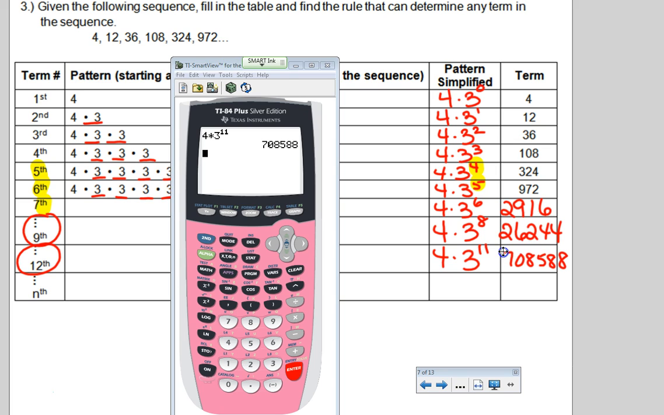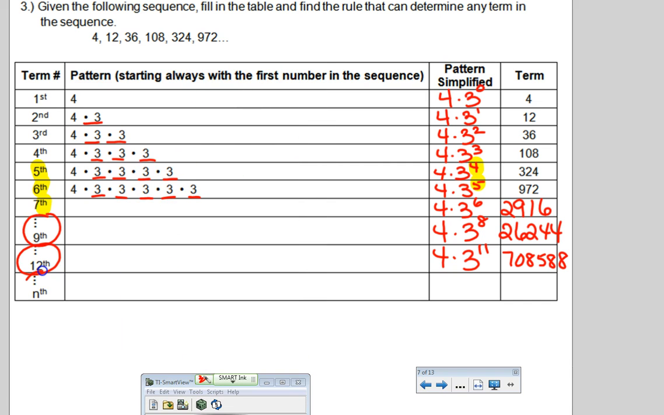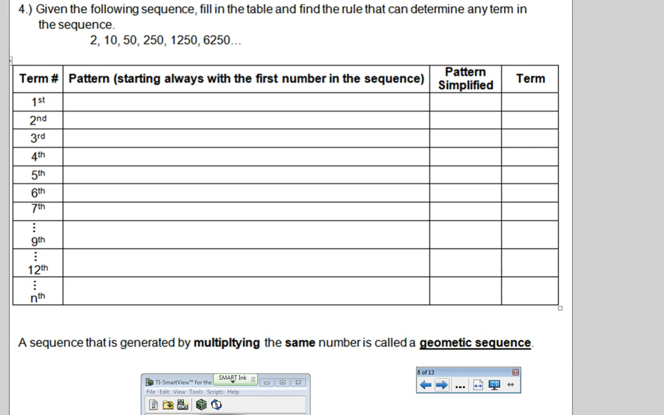And then finally, our formula, our A sub n. A sub n is 4 times 3, and the number of 3's we're going to have is 1 less than the number of numbers, so n minus 1 power. So anytime we are multiplying the same number, it's called geometric. And again, we're not going to do the bottom chart for the sake of time, but multiplying the same number means geometric.